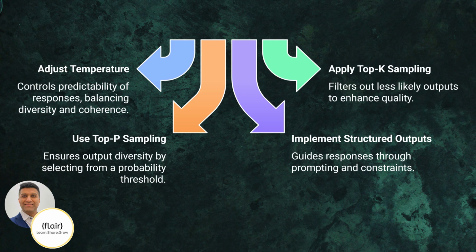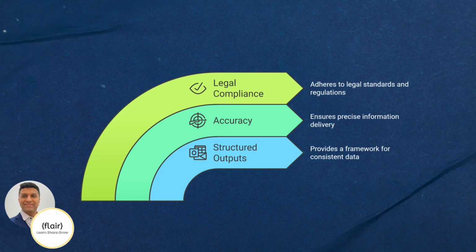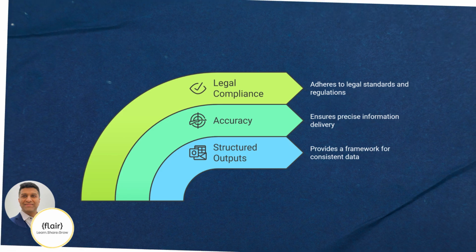Foundation models don't always generate deterministic outputs. They use sampling to create diverse responses. Temperature scaling controls randomness in output. Lower values make responses more predictable. Top-K and top-P sampling filters unlikely outputs to improve response quality. Structured outputs use techniques like prompting, post-processing, and constrained sampling to guide model responses. For applications like legal AI tools, structured outputs ensure accurate, legally compliant responses.